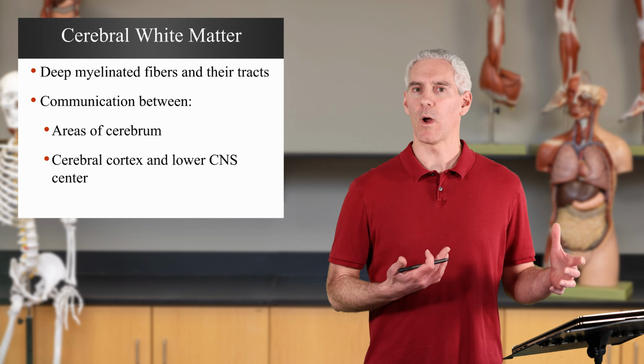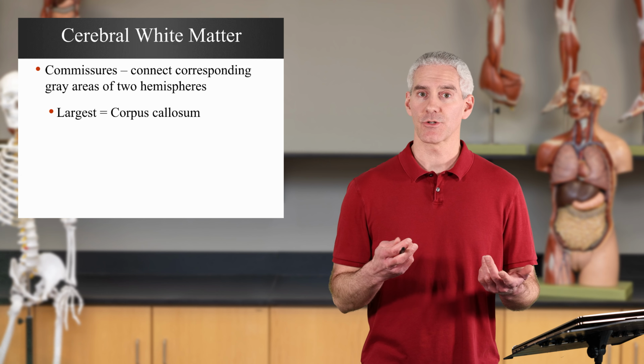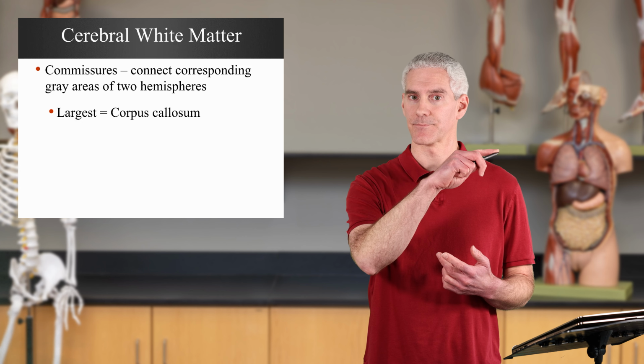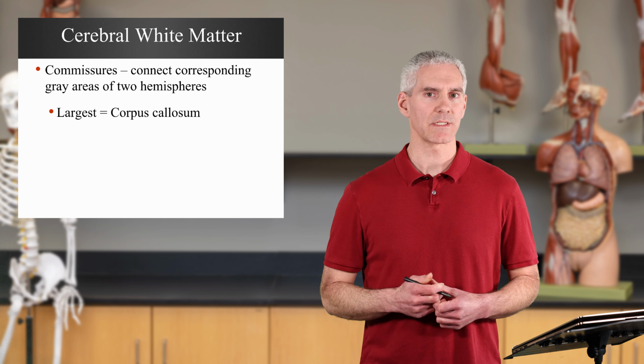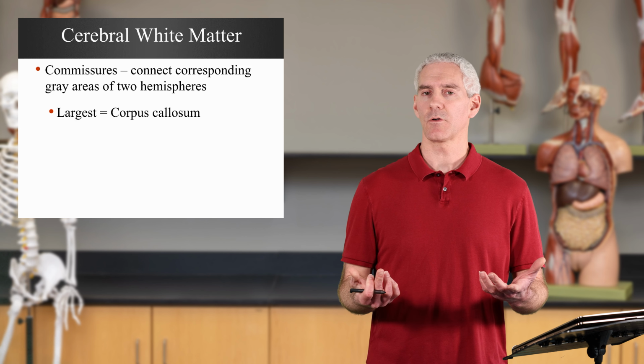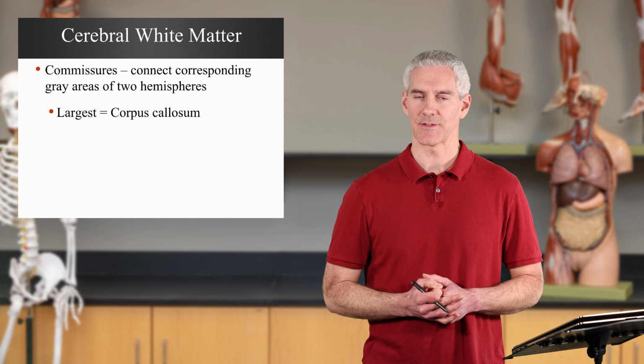We have what's called commissures. Commissures are corresponding between the two hemispheres. That means the commissures are going right to left, left to right. The largest of these is called the corpus callosum. The corpus callosum is this very large commissure that connects the right and left hemispheres.